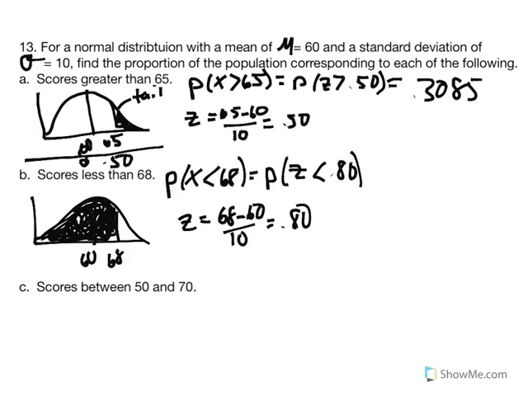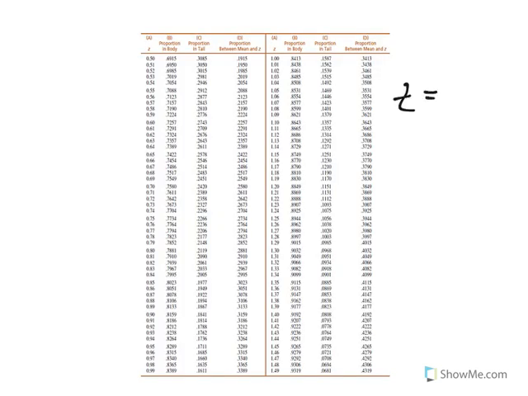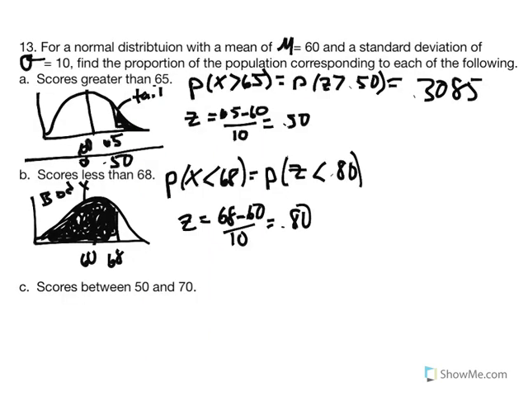We're going to utilize our unit normal table, and again, this is the body. The area of interest is represented by the body of the distribution. We're looking for a z-score of 0.80, and we find that here: the area in the body is 0.7881. So there's a 78.81% chance that if we randomly selected a score, that score would be less than 68. In other words, 0.7881 of the distribution is represented by scores less than 68, or a z-score of 0.8.